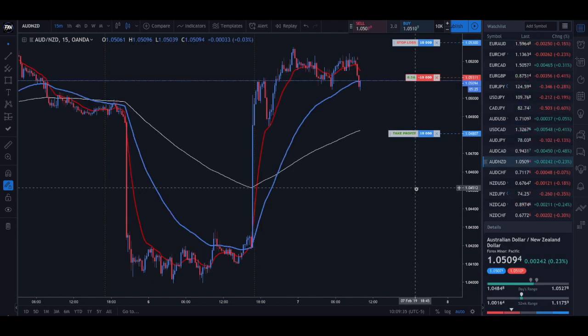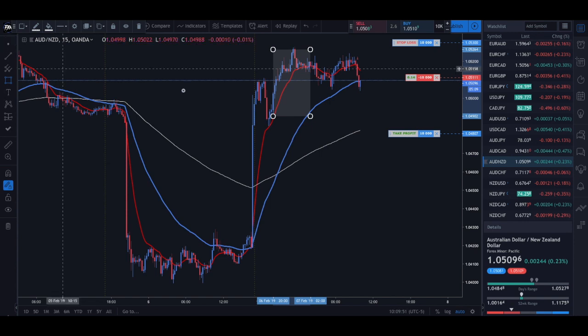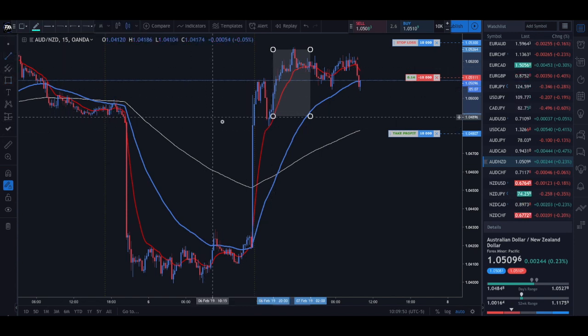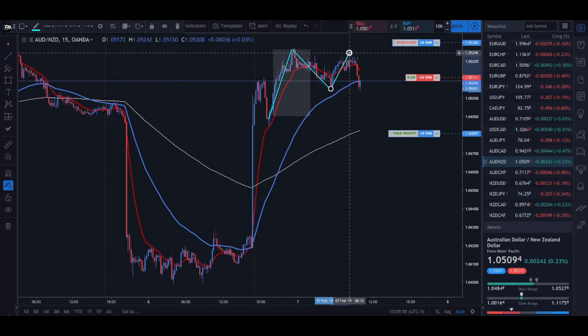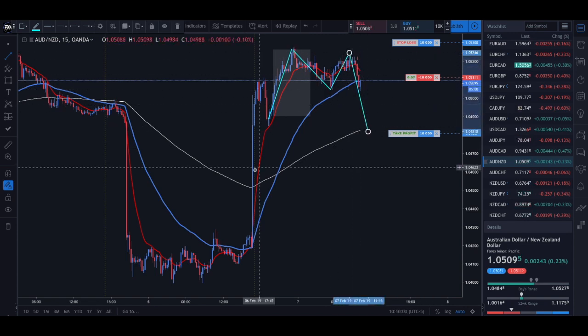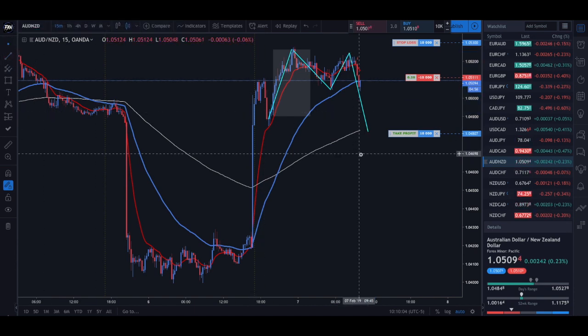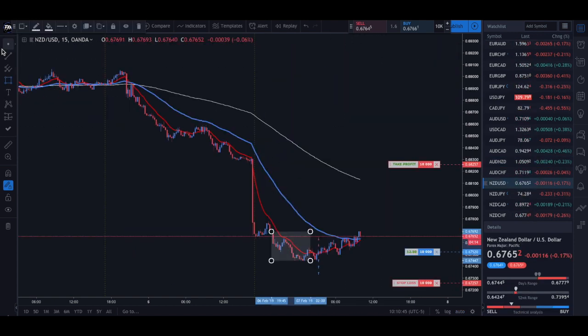AUD NZD, as you can see on AUD NZD here, the only trade setup here is essentially we're trying to trade off of this right here and see if that works out or not. So still in the middle of that trade, and we'll see what happens. So it's still working, but that would essentially be the goal here.